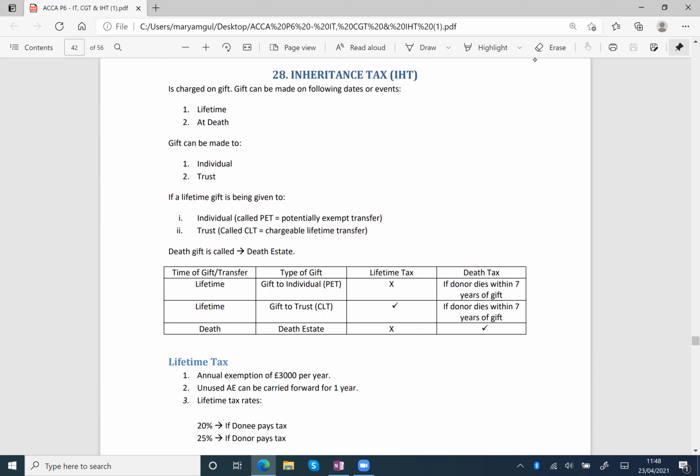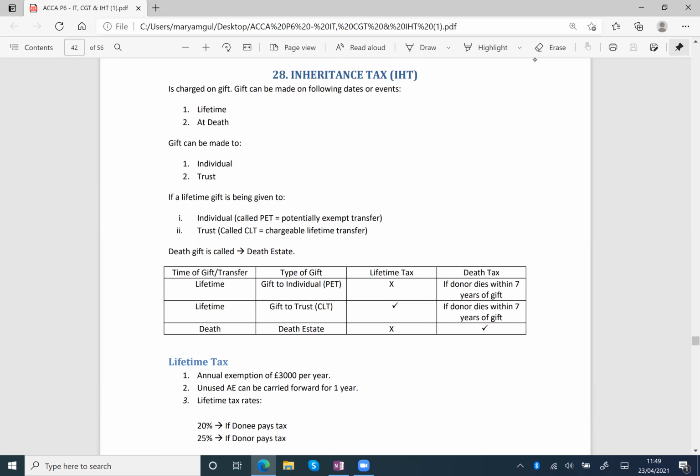Third paragraph: if a lifetime gift is given to an individual, it is called a PET. PET means potentially exempt transfer. And in lifetime, if you give to a trust, it is called a CLT, meaning chargeable lifetime transfer. PET and CLT short wording is allowed in the exam, so there is no need to write the full names. You can use the words PET and CLT. So in your lifetime, if you give to an individual, it is called PET, and if you give to a trust, it is called CLT. And a death gift is called death estate.